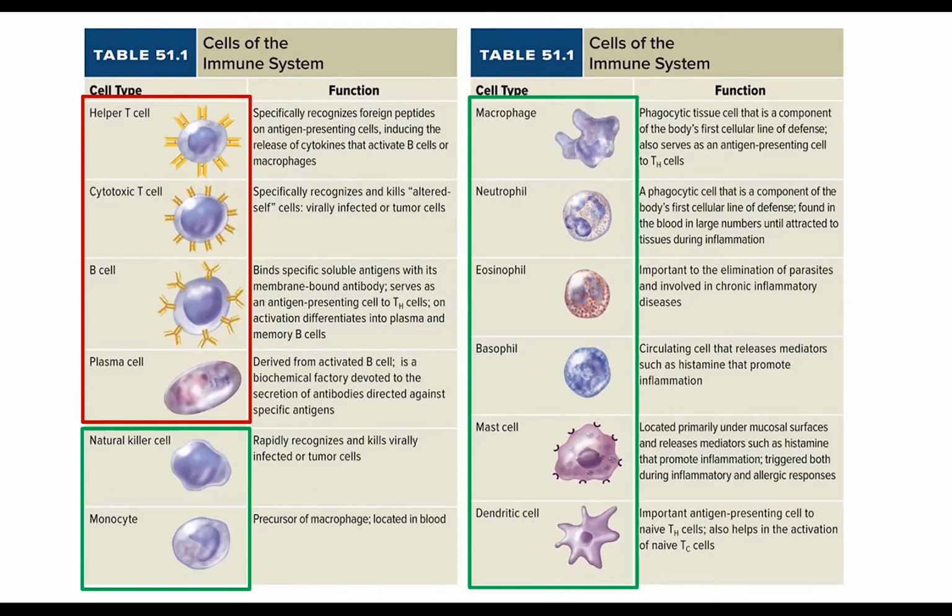entire unit. And even though cells like the eosinophil, which is involved in the elimination of parasites, the basophil, which is involved in promoting the inflammatory response, the mast cell, which is also involved in the inflammatory response and is implicated in allergic responses as well, and the dendritic cell, which is an antigen-presenting cell that also is a phagocyte in some ways, even though all of these cells are very important in the immune system, today we're going to focus primarily on the natural killer cell, the monocyte, the macrophage, which is derived from the monocyte, and the neutrophil.